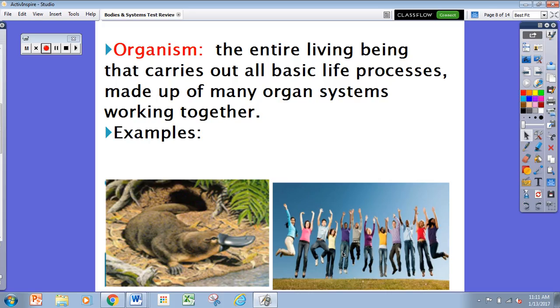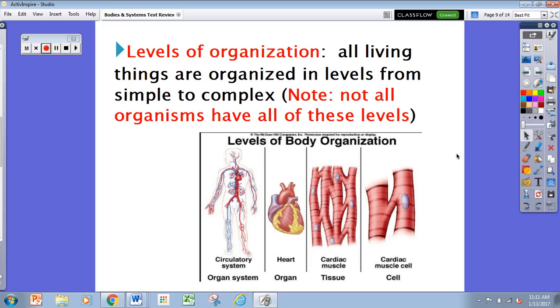And then the final level of organization that we're talking about is the whole organism itself, which is an entire living being that carries out all the basic life processes. It's made up of many organ systems working together. In this unit, we've really been focusing on the human body and systems of the human body, but many of these levels are found in animals. Some of the levels are found in plants. Not all organisms have all 5 levels. And that's shown here.